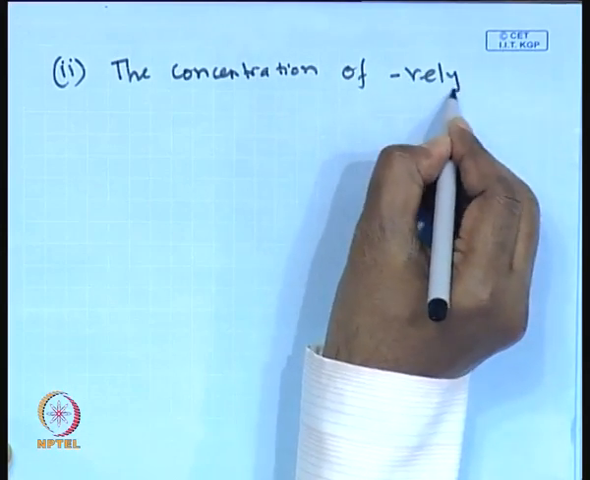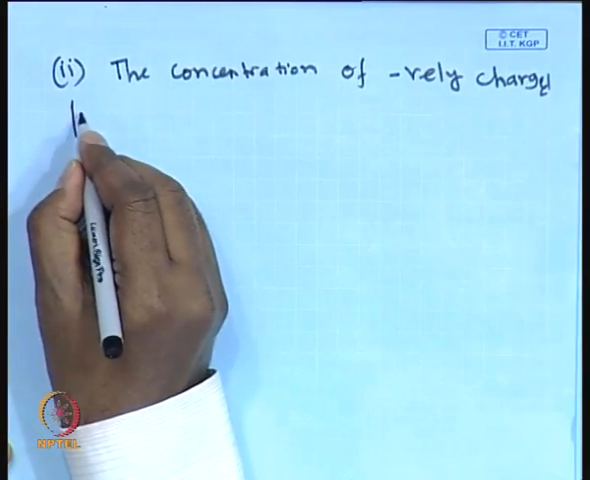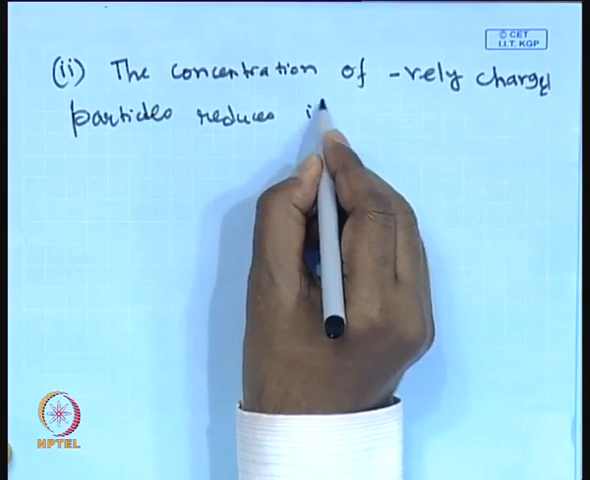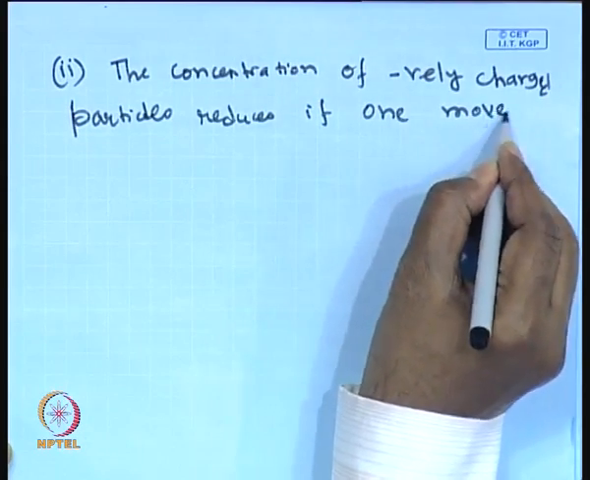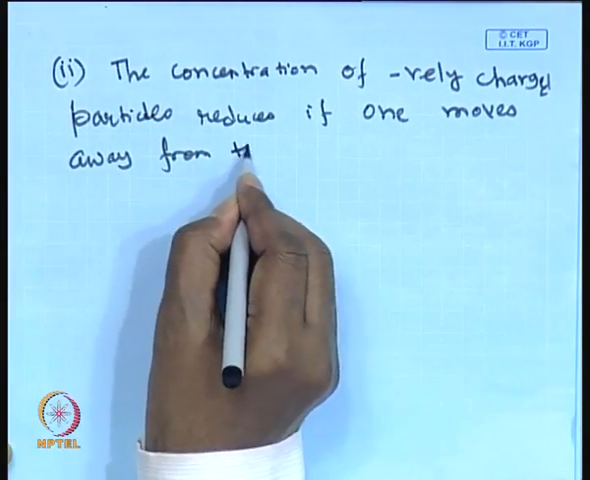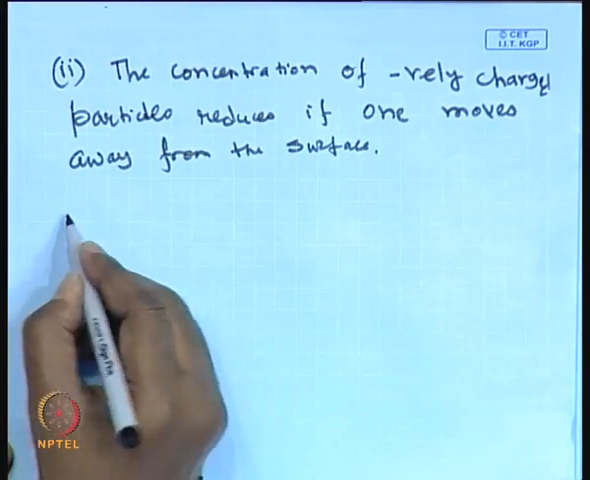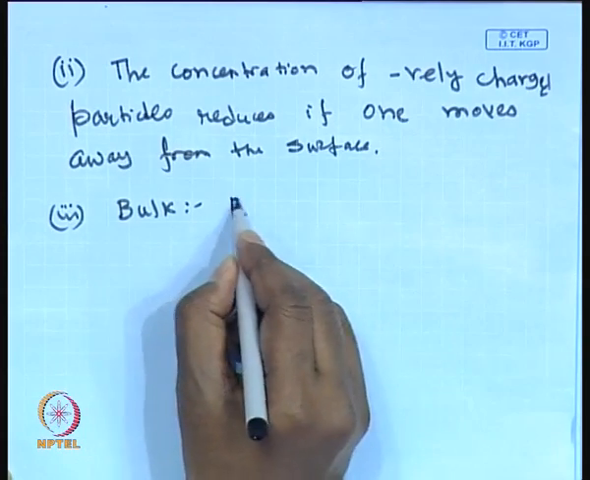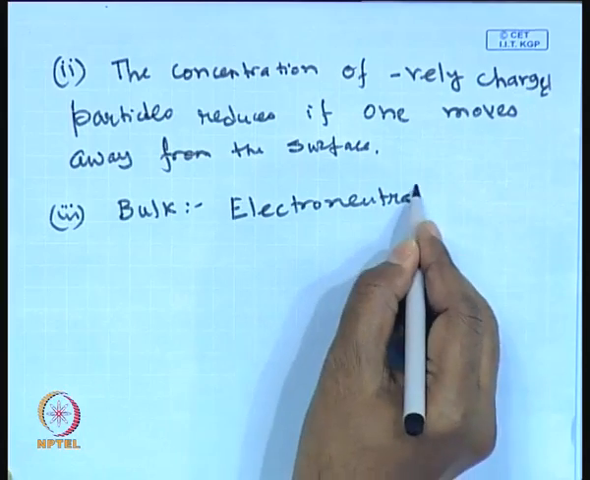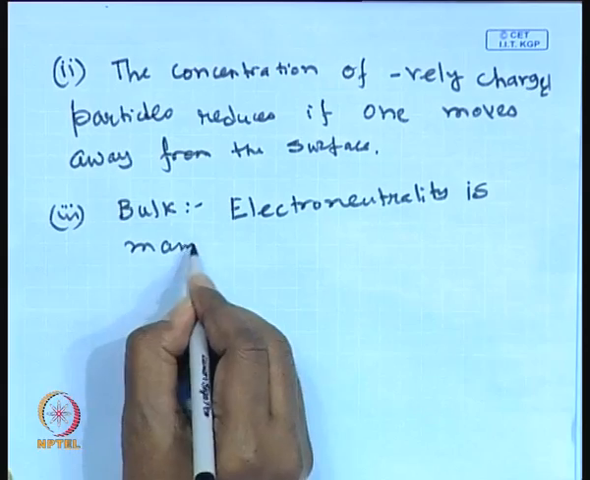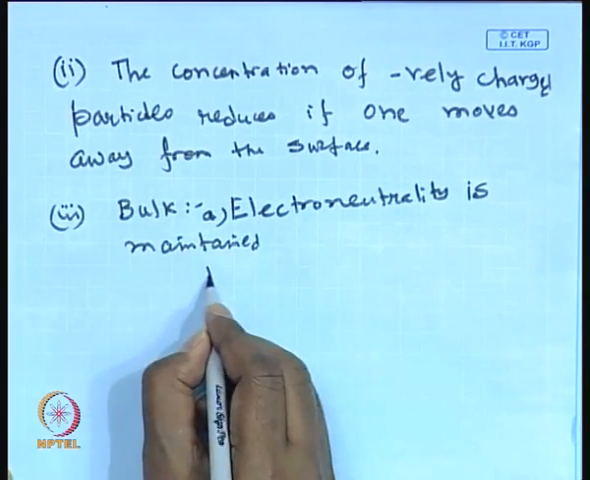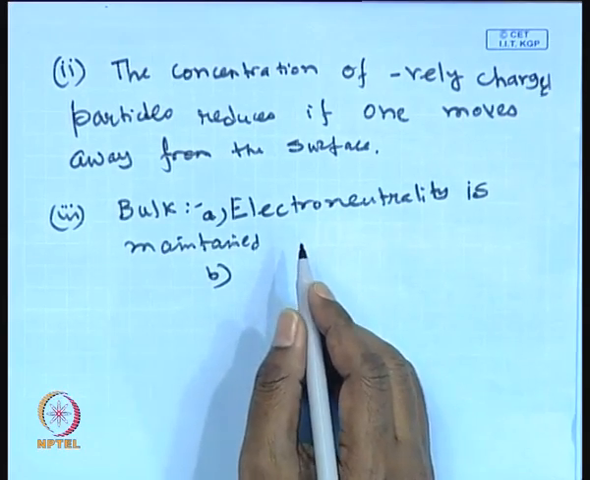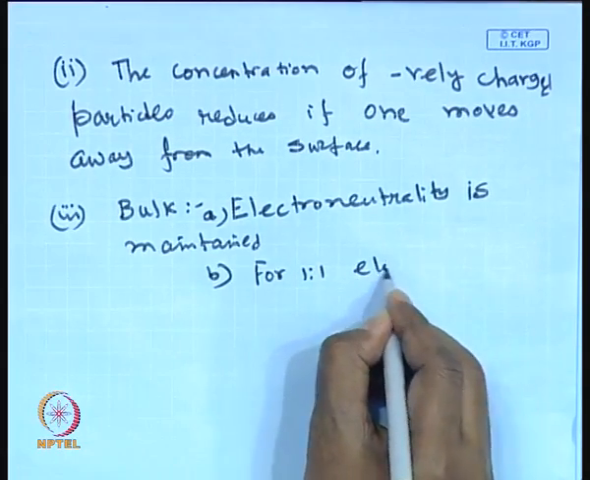And the second manifestation is that the concentration of negatively charged particles reduces as one moves away from the surface. And what happens in the bulk? In the bulk, electroneutrality is maintained. Secondly, the concentration of positively charged particles and negatively charged particles will be equal if you have a 1:1 electrolyte.